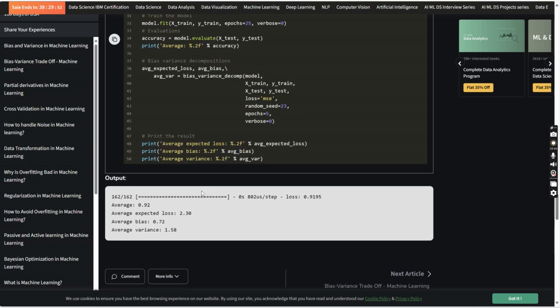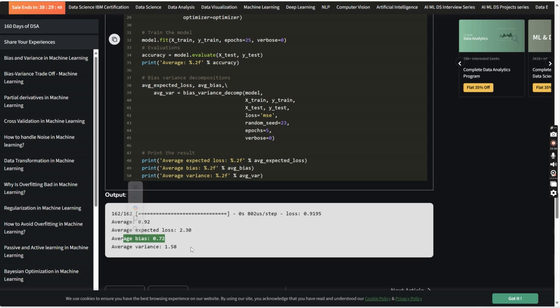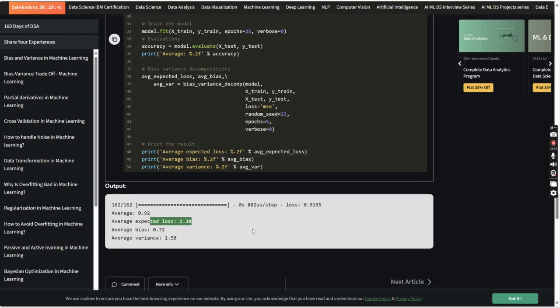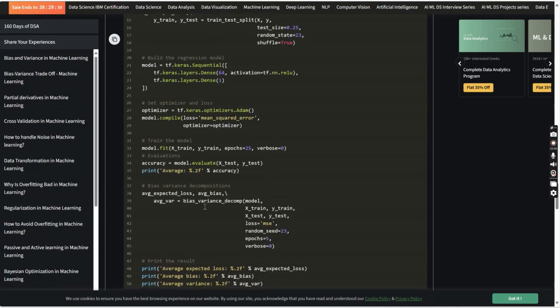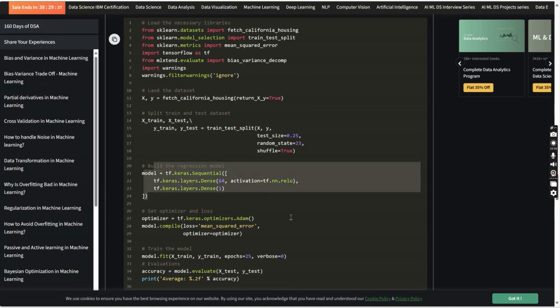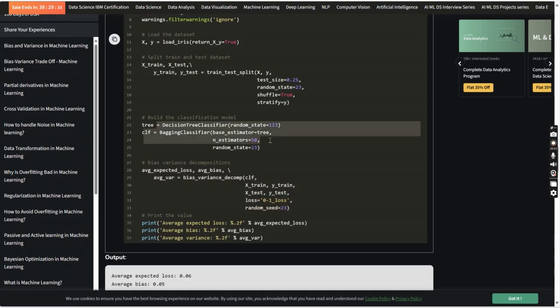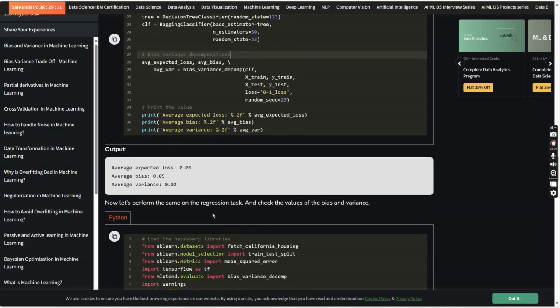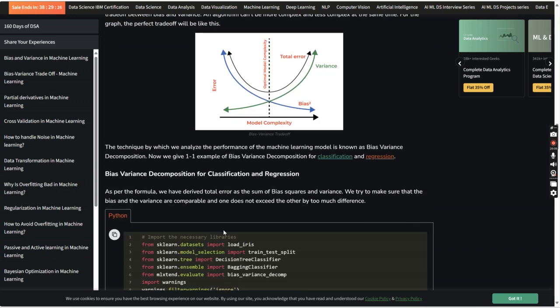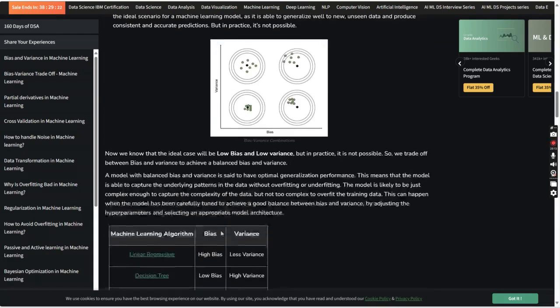Okay, here you can see bias is low, variance is high. And the average accuracy is 92%. Average loss is 2.30%. Okay, this is for I believe Keras, neural network sequential model, and this is for decision tree. Okay, fine. So there are comparisons that we'll have to do and come to a conclusion whether our model is overfitting or underfitting.